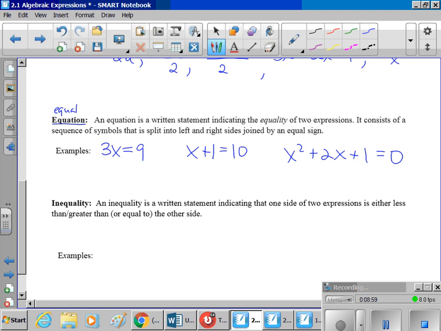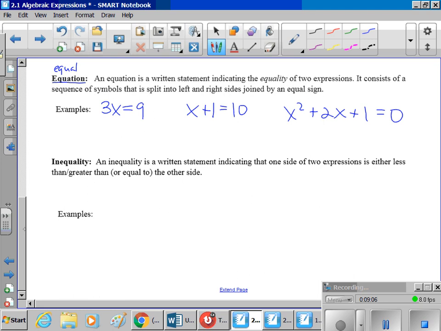Now, inequalities. Surprisingly enough, we don't deal a lot with inequalities in Algebra 2, but it just follows suit, so we thought it would be a good idea to put them down. So anytime you're going to have something less than or greater than something, x plus 1 is greater than or equal to 10, and x squared plus 2x plus 1, let's say, is greater than 0. And then quickly, we have a couple more vocabulary words. Again, these are all from Algebra 1.